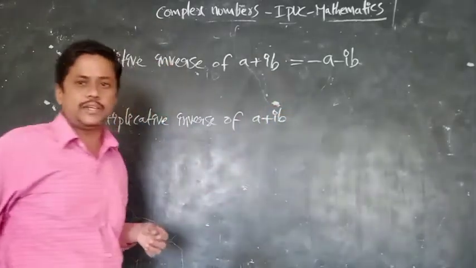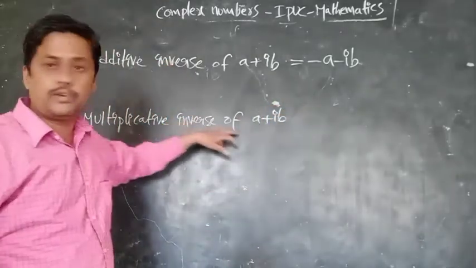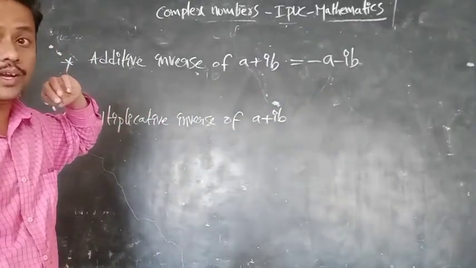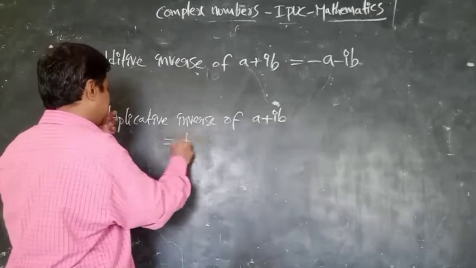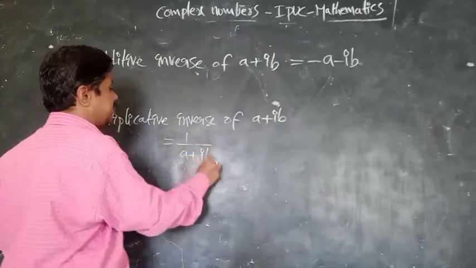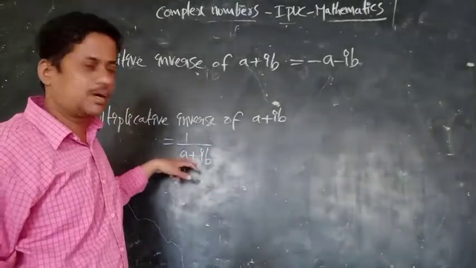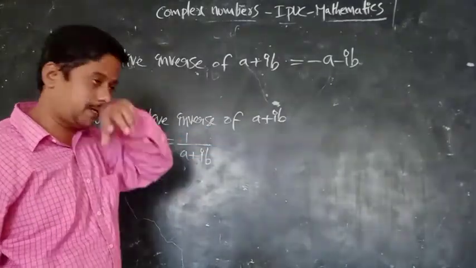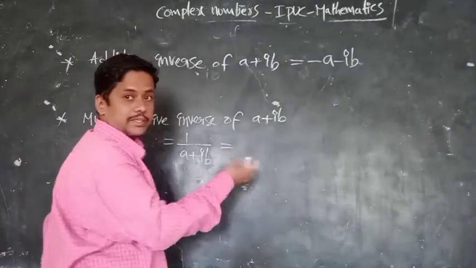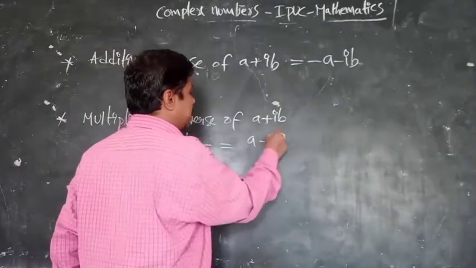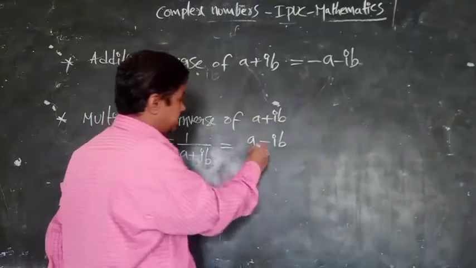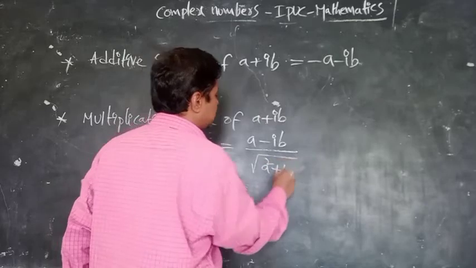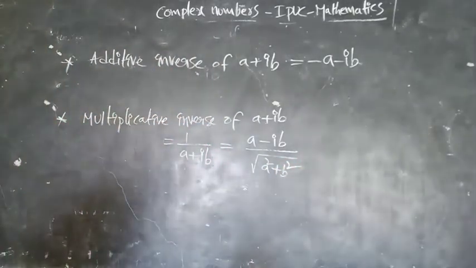The multiplicative inverse of a plus ib. I already told the formula: 1 by a plus ib means we have to multiply by the conjugate, and dividing by a minus ib, what is the result? The final result is a minus ib divided by a square plus b square. So this is called the multiplicative inverse.